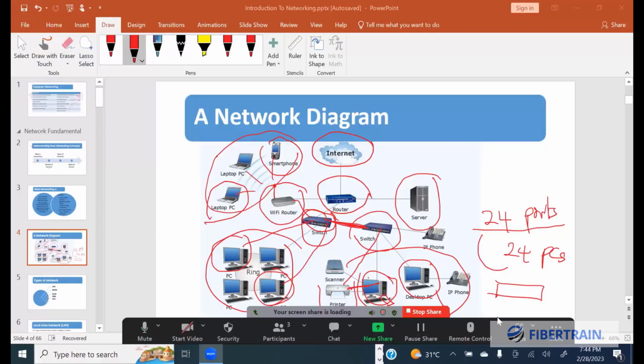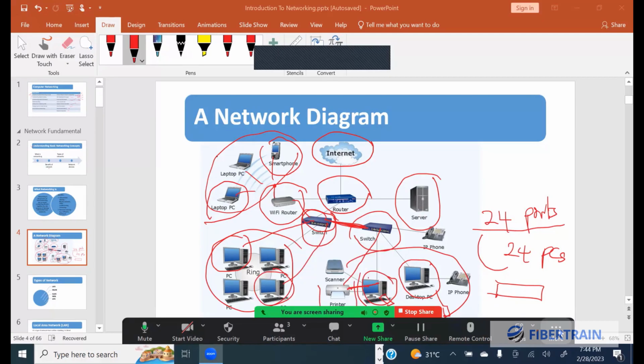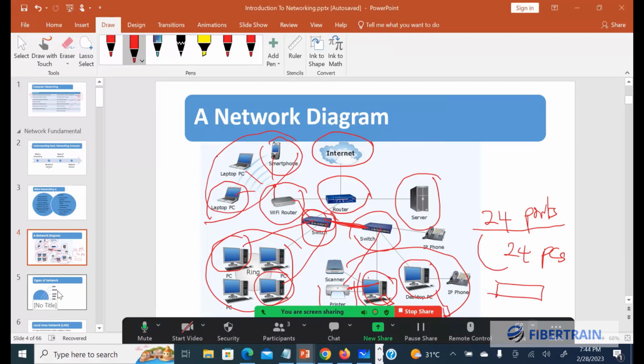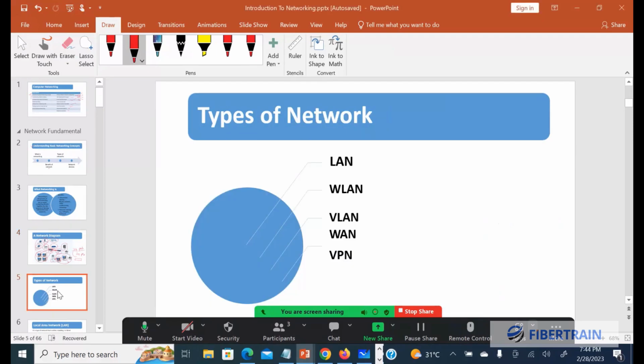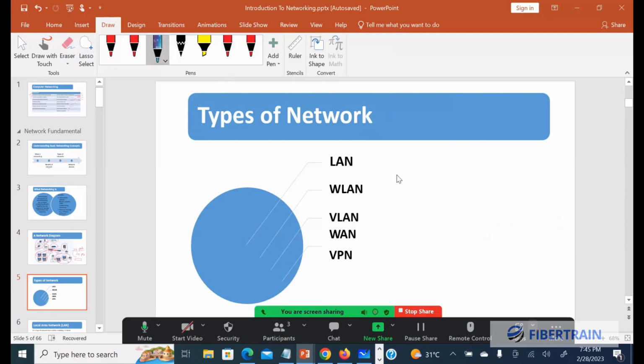And at this point, we want to look at the different networks that we can set up depending on the requirements. We set up a network if there is a need to have that particular network. So, network types. We have a LAN, and basically a LAN means a local area network. That's what a LAN is, local area network.